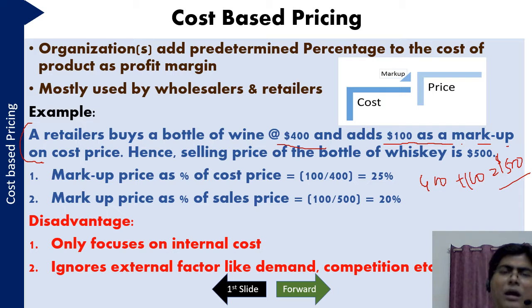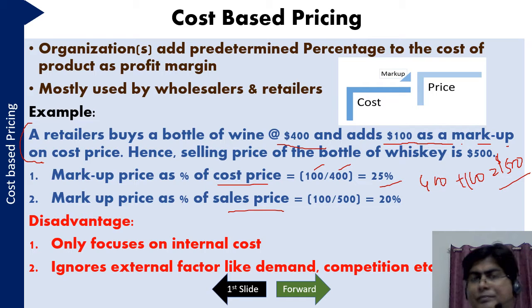Now this markup, this profit percentage, can be calculated with respect to the cost price as well as with respect to the sales price. What would be the markup as a percentage of the cost? Markup is 100 and the cost is 400, so 100 by 400 is 25%. Whereas with respect to the sales price, 100 by 500, we get a 20% markup. So this is very simple.